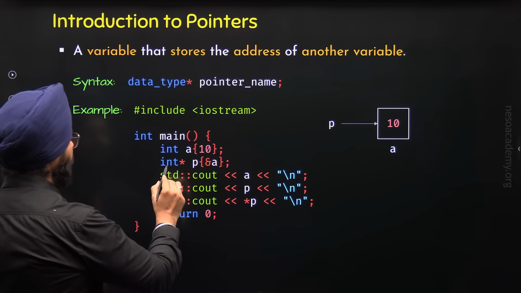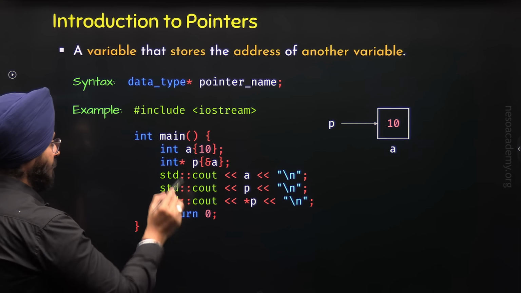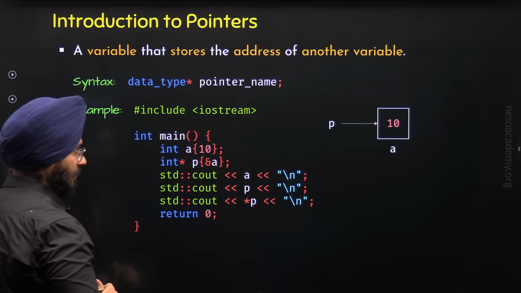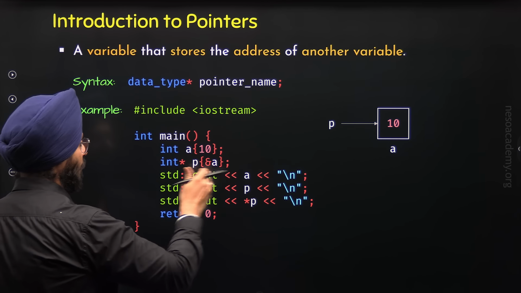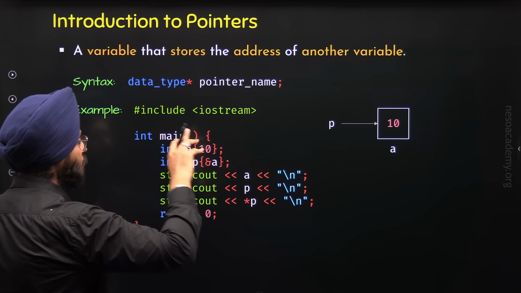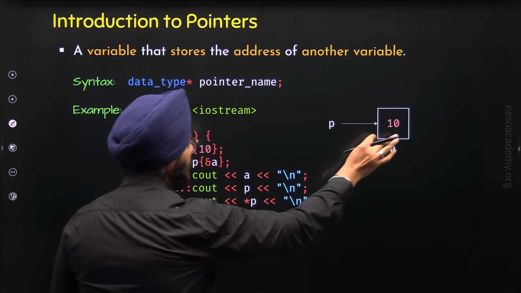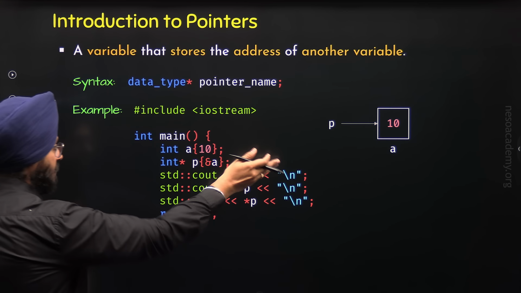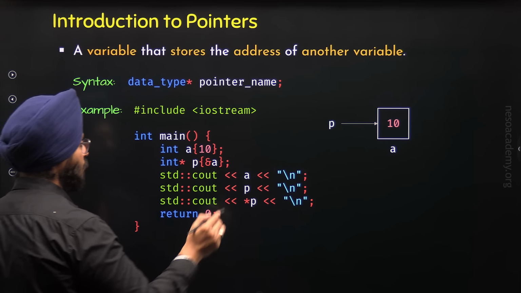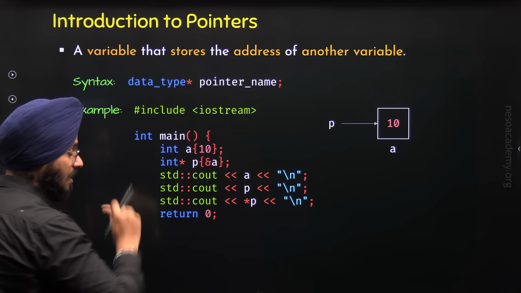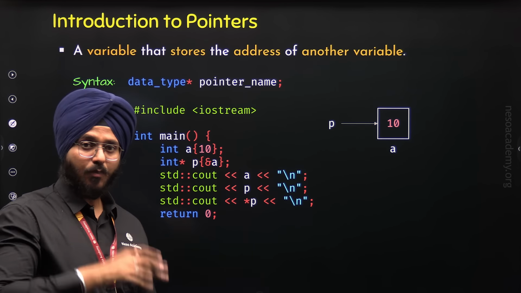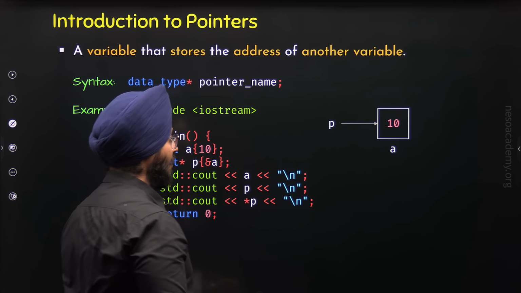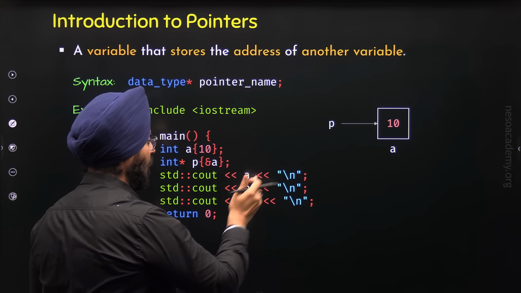Now, after the definition of this pointer, I have written this std::cout statement with variable a. This means, with the help of this statement, I want to display the value of this variable a. The value of this variable a is 10, it will be displayed. Then after this, I want to display the value of p. We know p is the pointer and it has the address of this variable a. So the address of this variable a will be displayed.